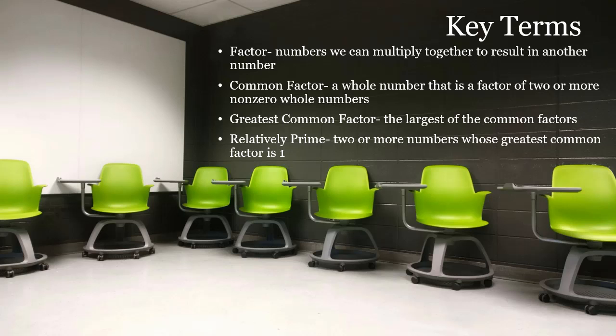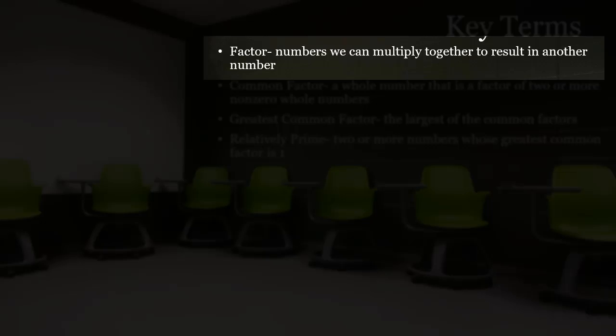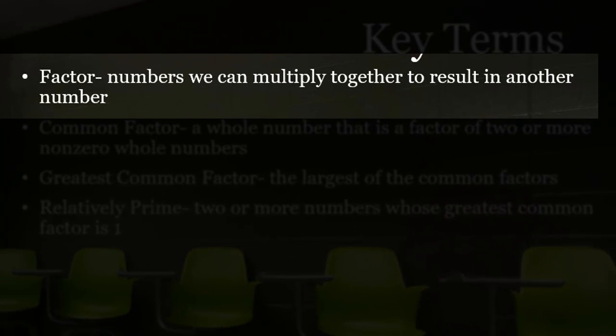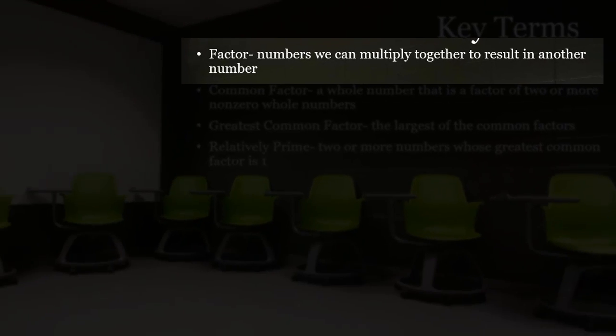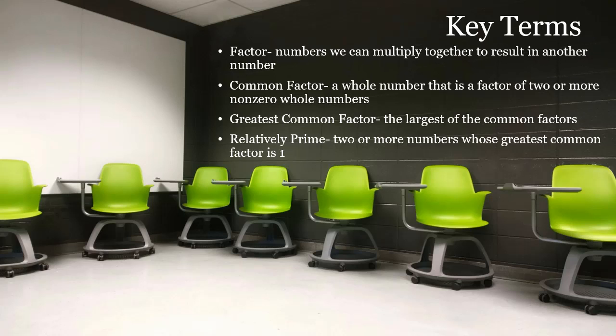Alright, before we go too far into this, let's get some key terms down. Our first one is factor. Factors are numbers we can multiply together that result in another number. For example, 12 can be broken into 6 times 2 because 6 and 2 are factors of 12.